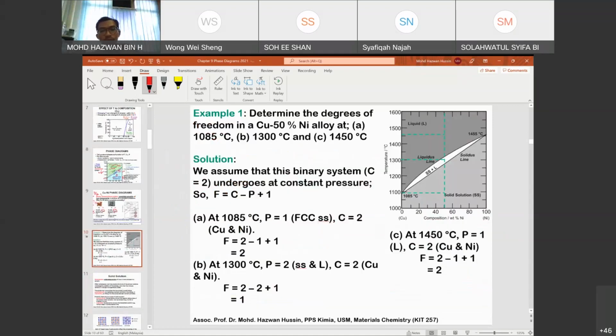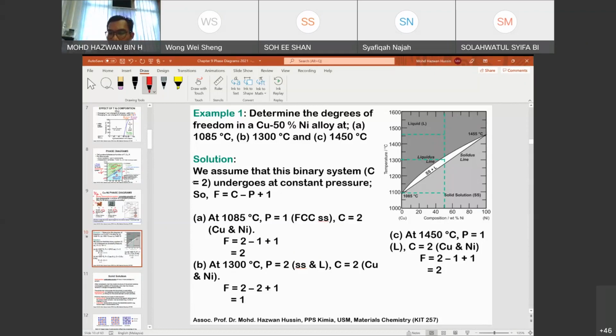Okay, so now we are looking at example 1. Determine the degree of freedom in copper 50% nickel alloy at A, 1085 degrees C, B, 1300, C, 1450. Okay, so first you need to understand the question. The question asked was, what will be the degree of freedom at copper 50% of nickel?